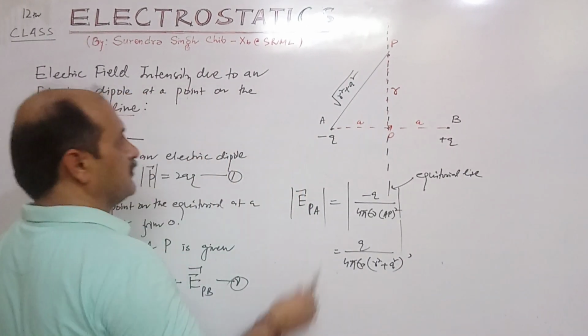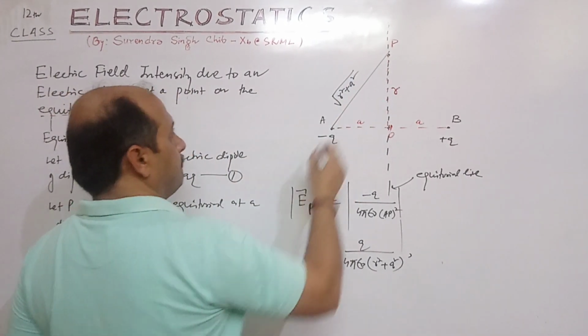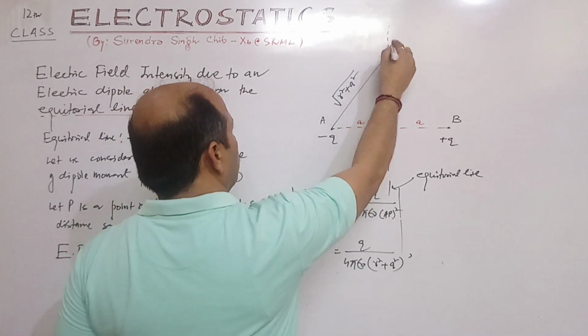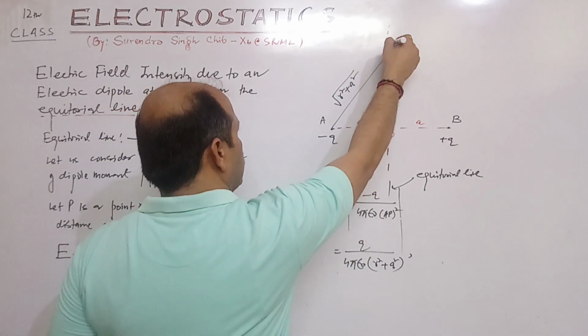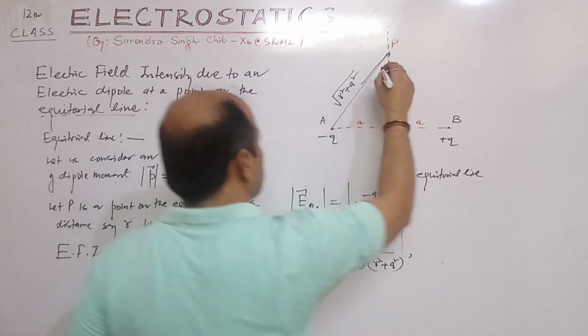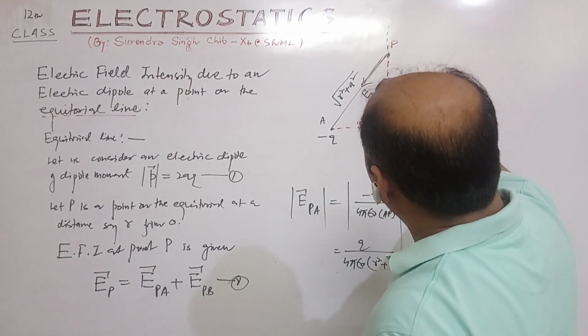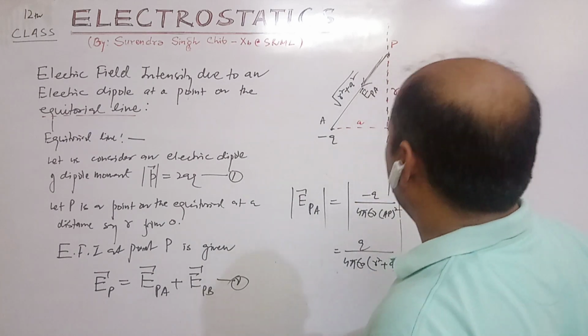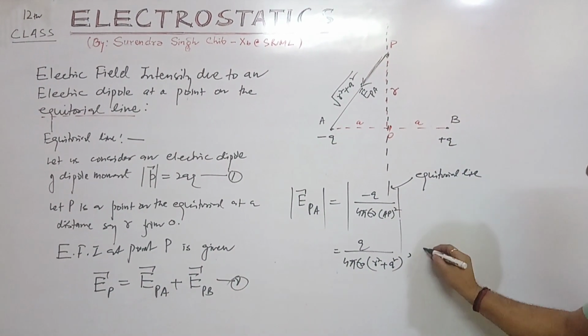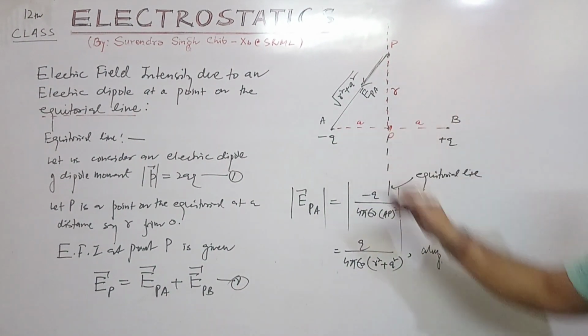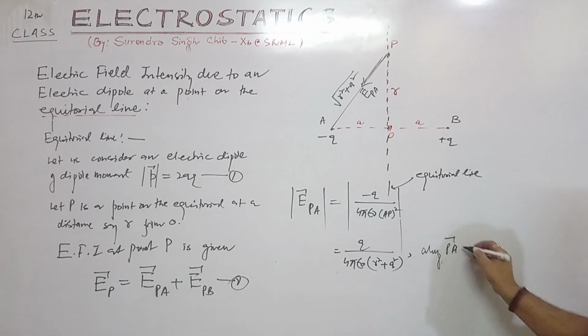What is the direction of E_PA? It is a negative charge. This is P. If we place a test charge here, where will it go? This way. So this is the direction of the electric field at P because of A, E_PA. So it is along the PA vector. Say this is equation number 3.